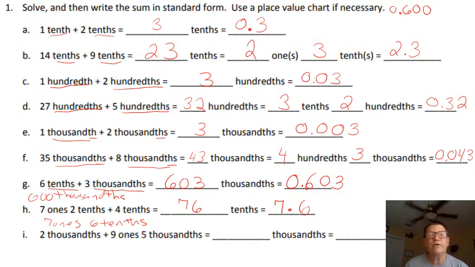Our last example on this page has 2 thousandths plus 9 ones, 5 thousandths. Well, I know I'm going to end up with 9 ones, 7 thousandths.